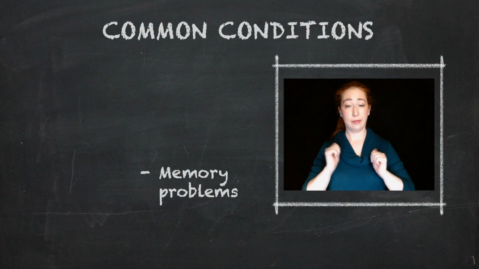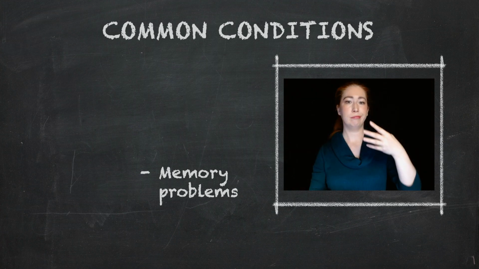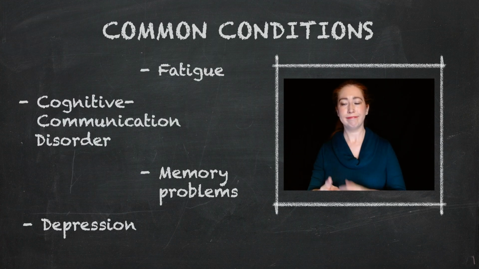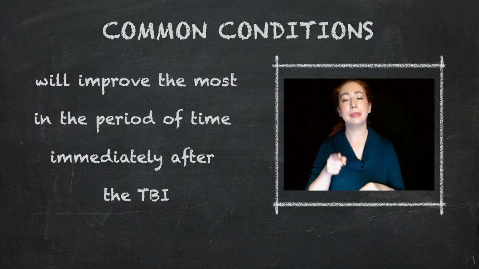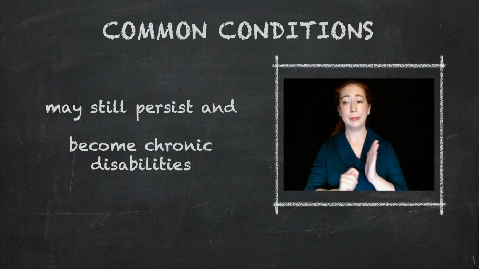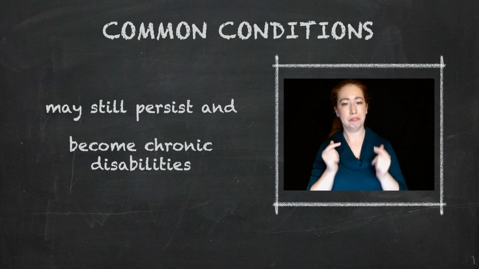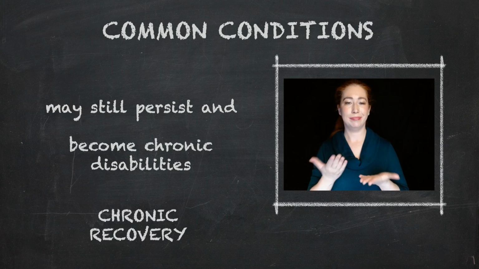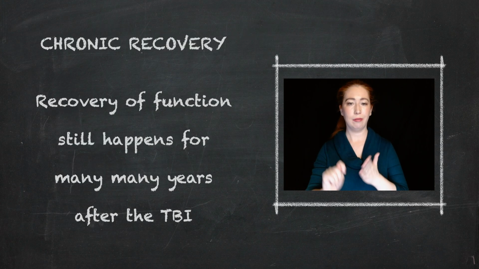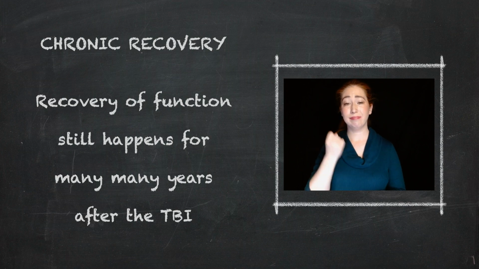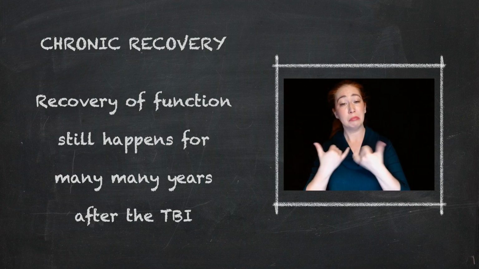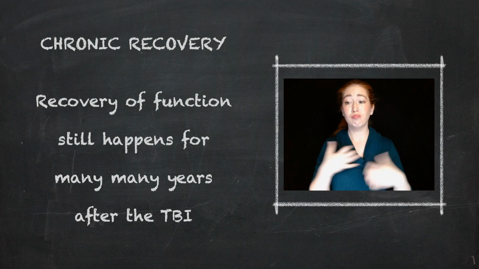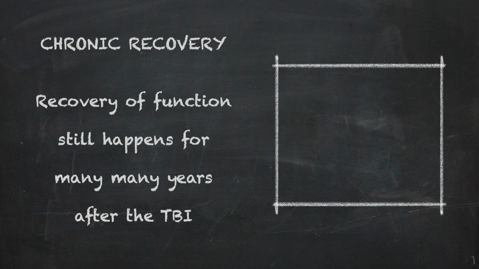A TBI survivor may experience one of these problems, or they may experience several of these problems. Common conditions will improve the most in the period of time immediately after the TBI. Some problems may still persist and become chronic disabilities. Importantly, this is called the chronic recovery phase, which means that even though problems have persisted, and even though recovery may be slower, recovery of functions can still happen for many, many years after the TBI.